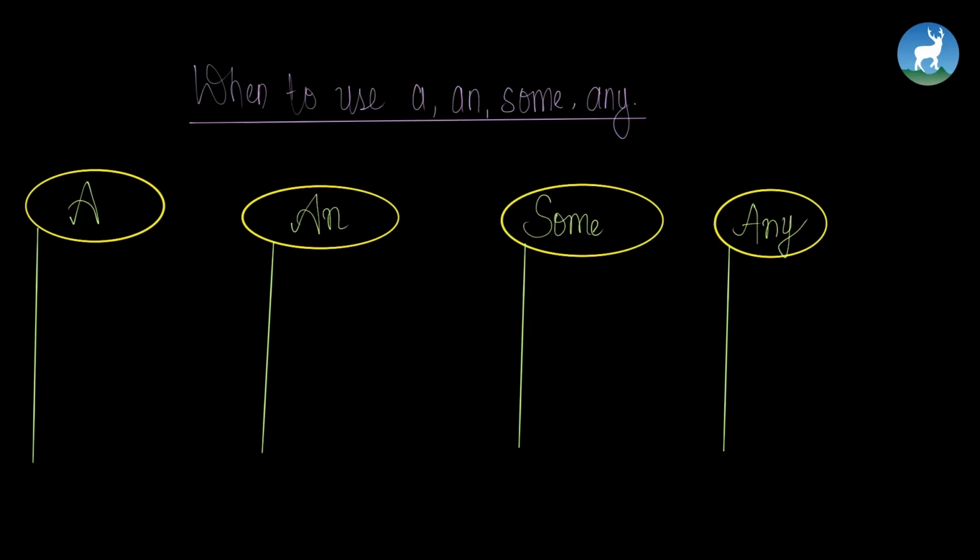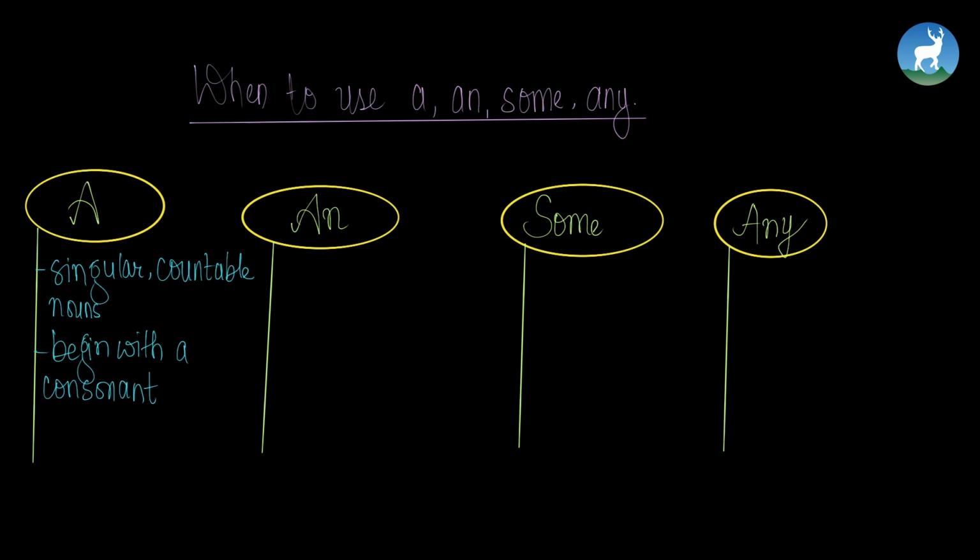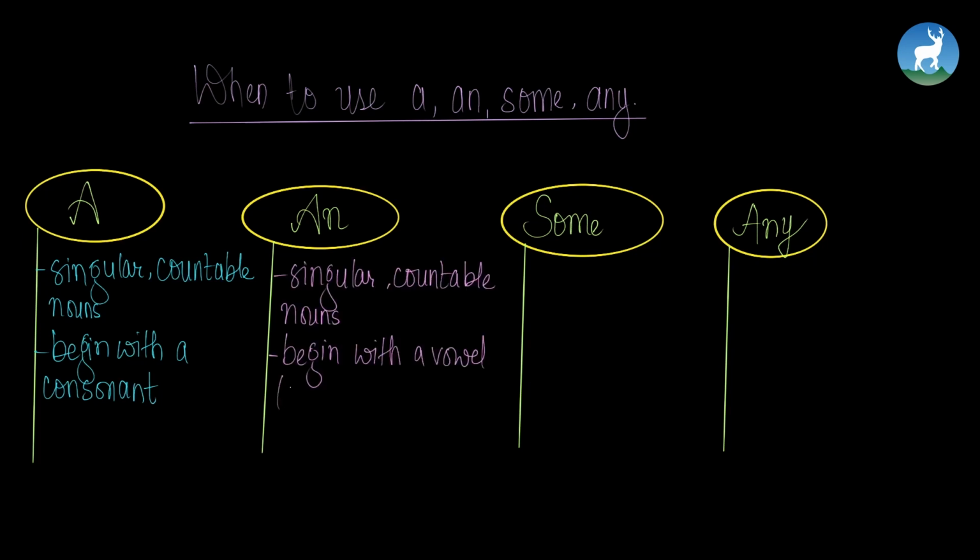So kids, let's begin learning when to use a and an, some or any. As you know, a is used with singular countable nouns that begin with a consonant. Likewise, an is also used with singular countable nouns, but the nouns should begin with a vowel. Not just the vowel letter, but the vowel sound, right? Likewise, in case of a also, it's not just the letter, but it's actually the sound.